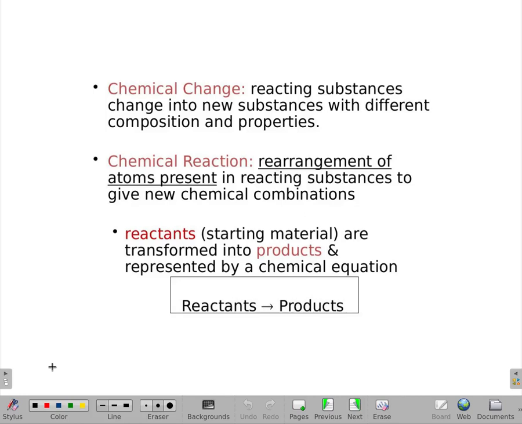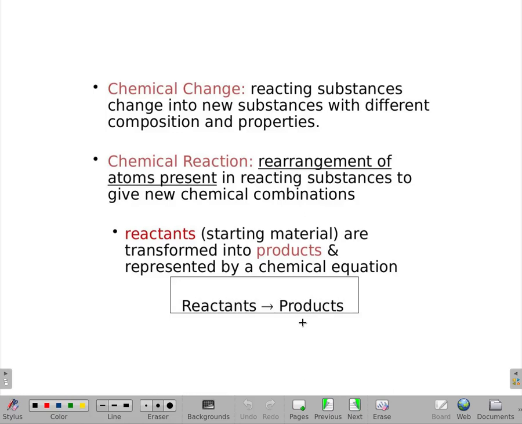A chemical change is defined as something where there are new substances. It will be made out of the same atoms as before, but we're going to put it together in different orders. That rearrangement is the chemical reaction. Now, in a balanced chemical reaction, we're going to have two categories: reactants and products. We have the items we start with, and we show what they turn into.